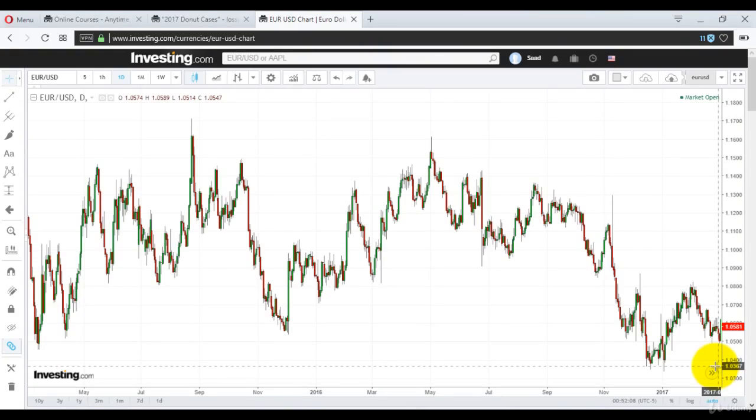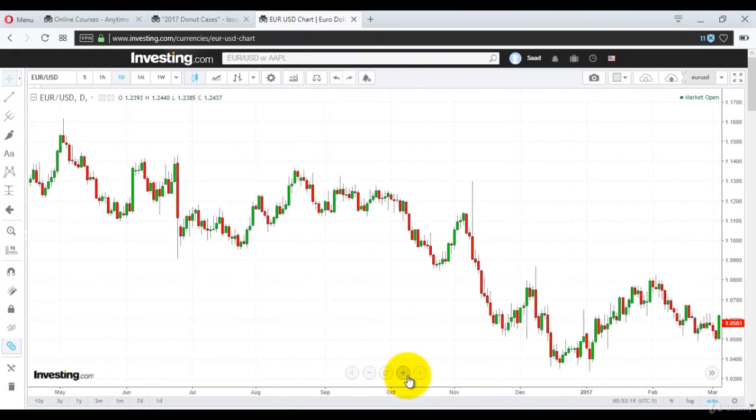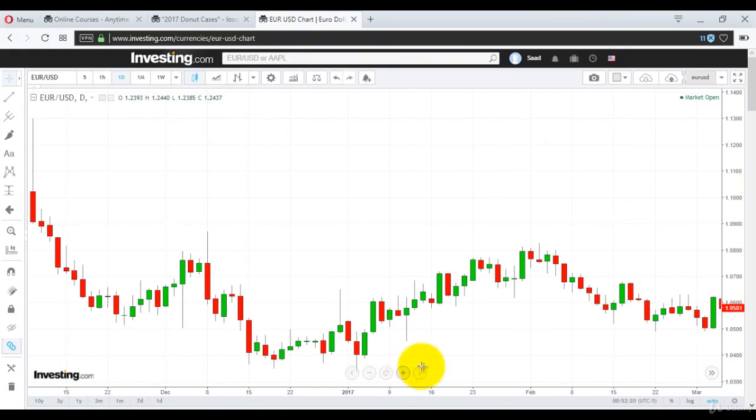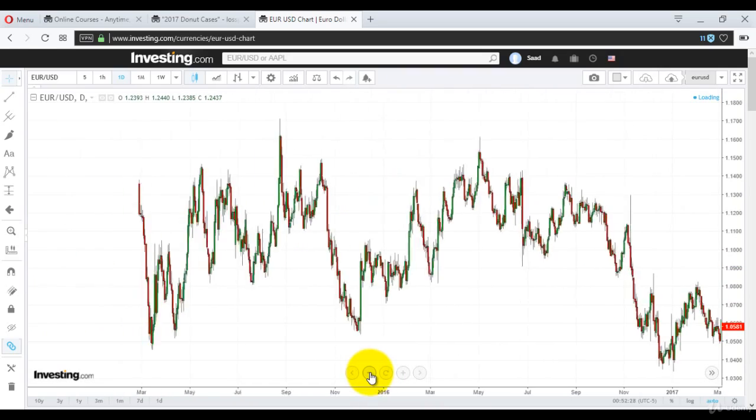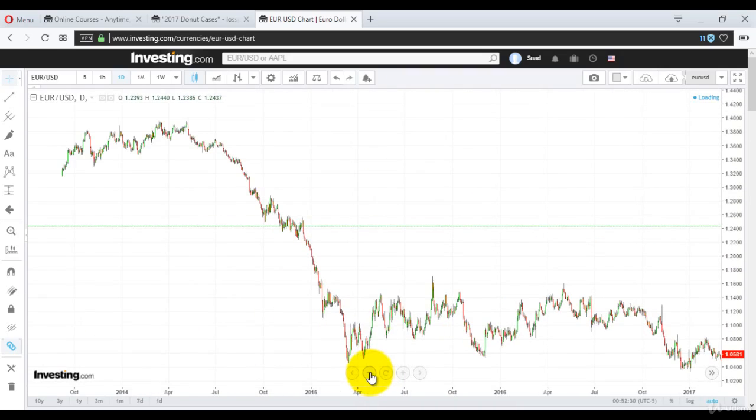Hi guys, today we will discuss the Euro US dollar pair on the daily chart and I will show you how candlesticks work on Forex. Now the thing to note is, always remember, an engulfing bull candle on a low is considered exceptionally good. Now if I just zoom out, I will show you that since 2014 the Euro US dollar pair is at the lowest.